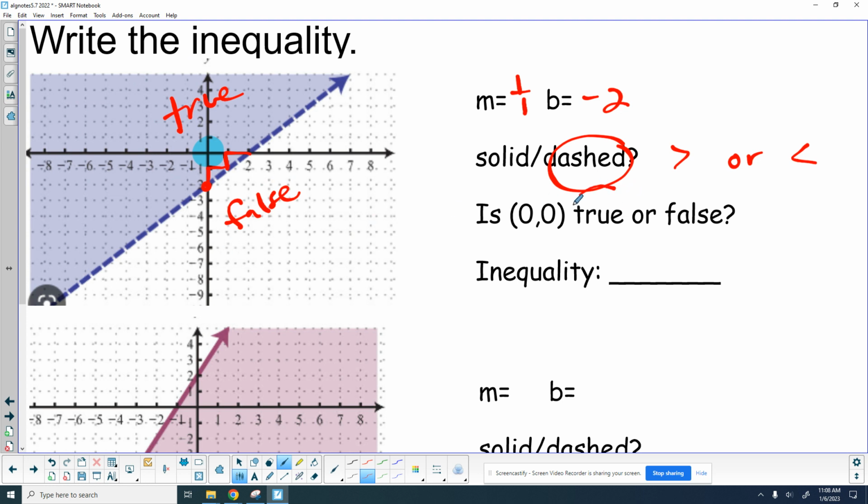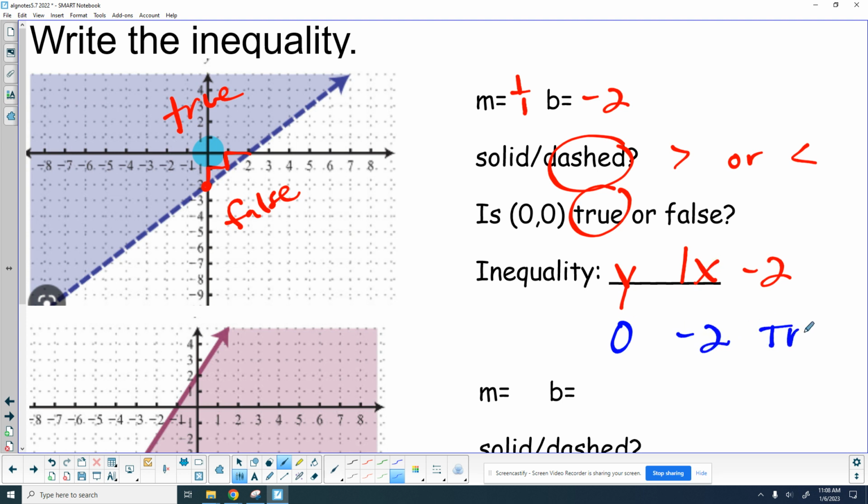So I know I want to make a true statement with (0, 0) using my inequality that I'm about to write. So I'm going to put y, leave a space for the inequality, then 1x minus 2. And this 1 here is optional. It's there whether we write it or not. And then I plug in (0, 0) for x and y. So when I put y in here, it's 0. And when I put 0 in for x, it's also 0.